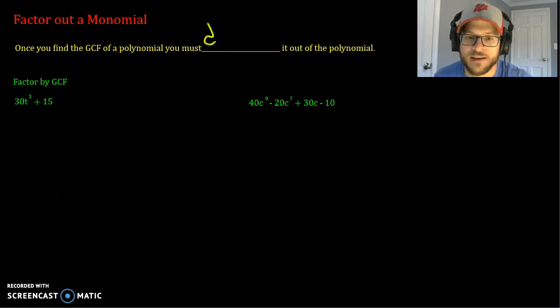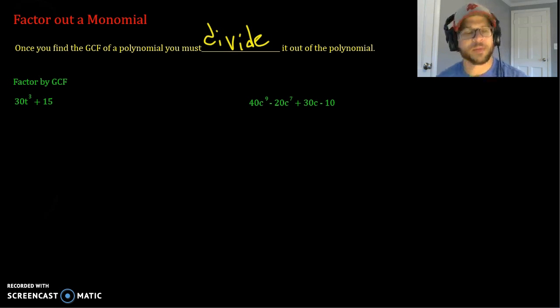to divide that term out of the polynomial, because factoring is finding a common division number that when you divide you get a whole number left over within that polynomial. So within this polynomial, 30t to the third plus 15, we need to figure out the greatest common factor between each of our two terms.